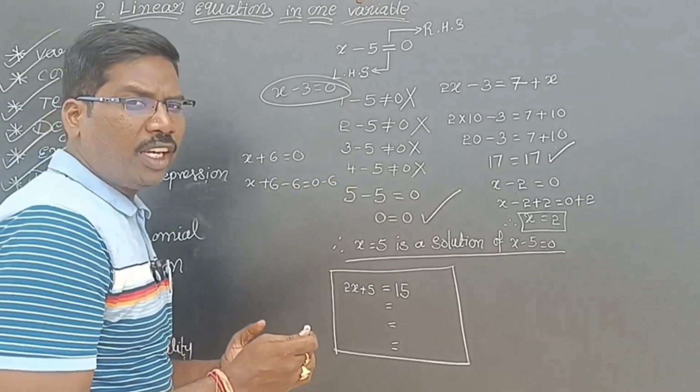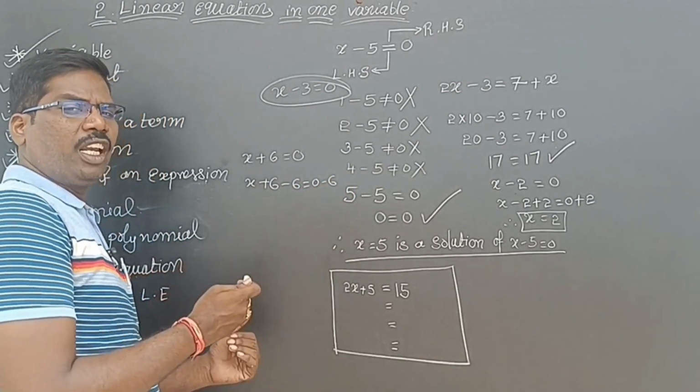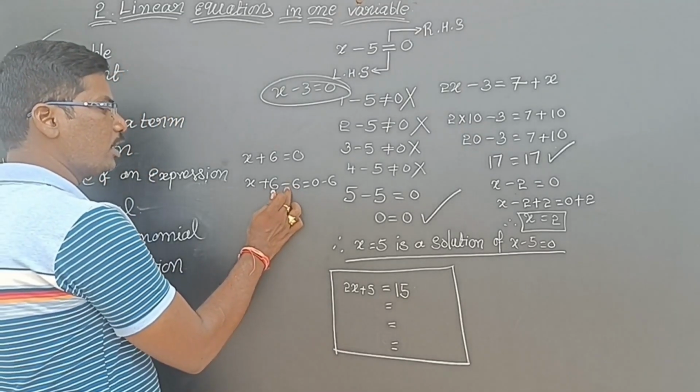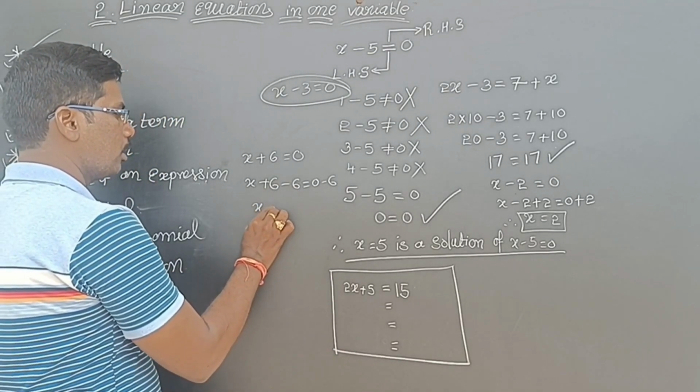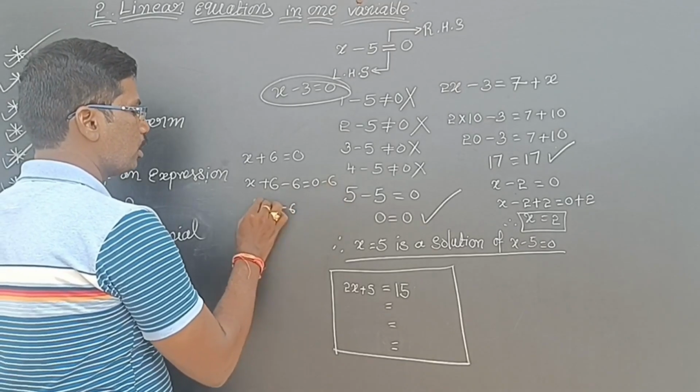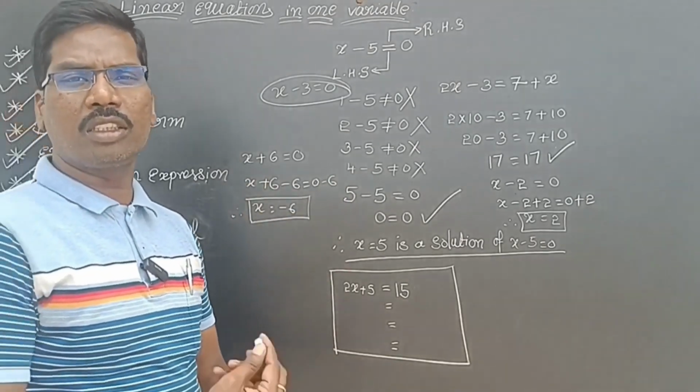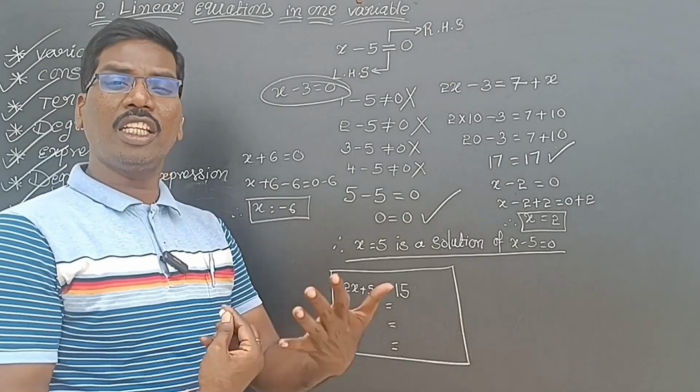So what am I doing? Minus 6, I am subtracting from the left hand side and the right hand side. Now see here, 6 minus 6 is 0, 0 plus x is x. So 0 minus 6 is minus 6. Now I got the answer, x is equal to minus 6. Like that we can do.